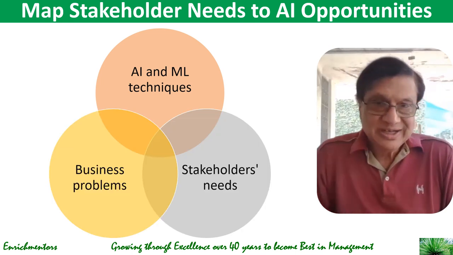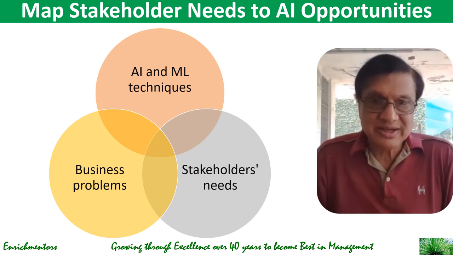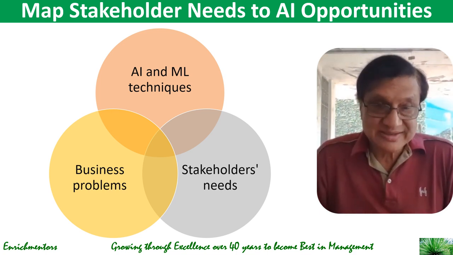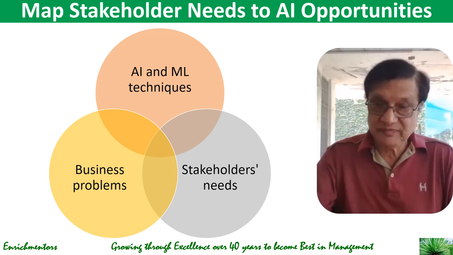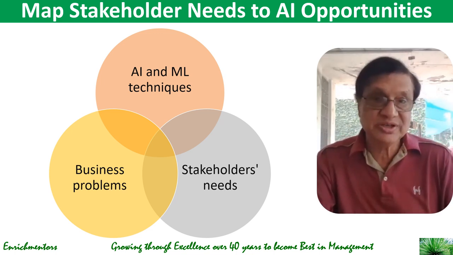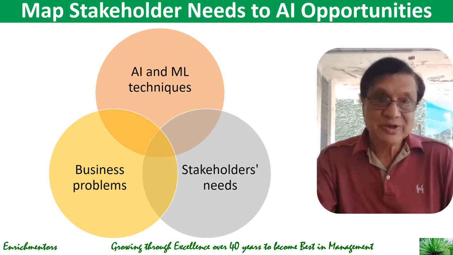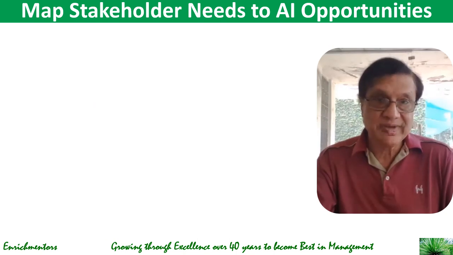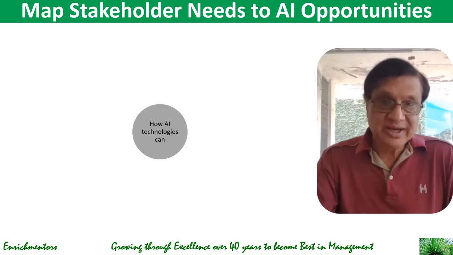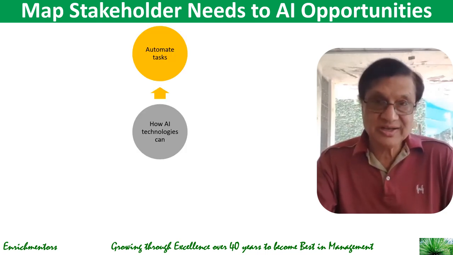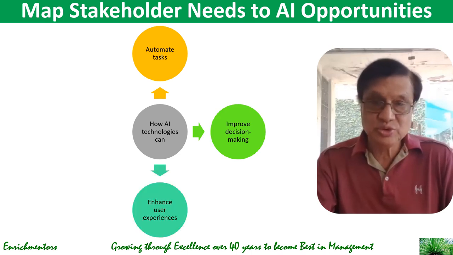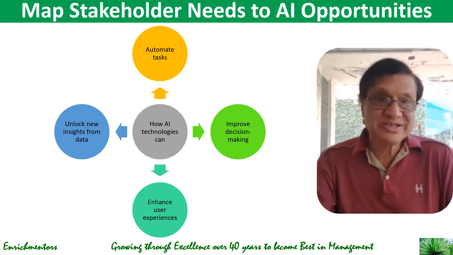So you are looking for that common area that your AI and ML techniques can solve, where the stakeholder has a need, and that is a need related to the business, or there is a problem in the business that stakeholders need to solve. So it is this common area, the intersection of these three, that you need to look at. Consider how AI technology can automate a task. One, automation of the task. Second, improving decision making, enhancing user experience, or unlocking new insights from the data. So consider how these AI technologies can do all of these things.